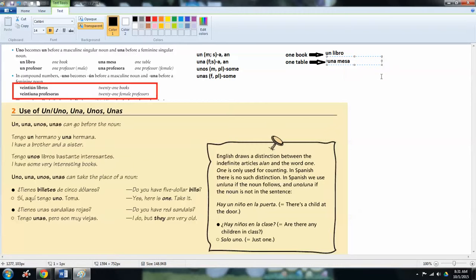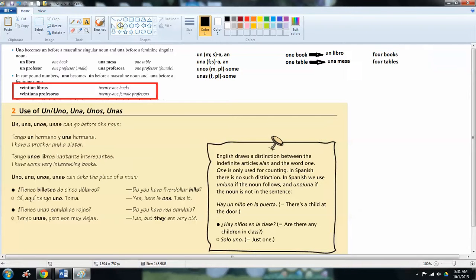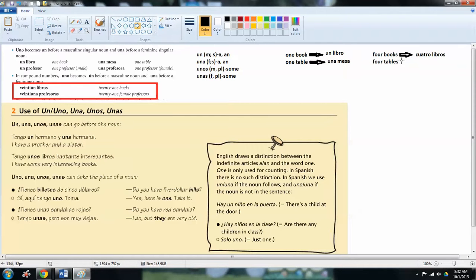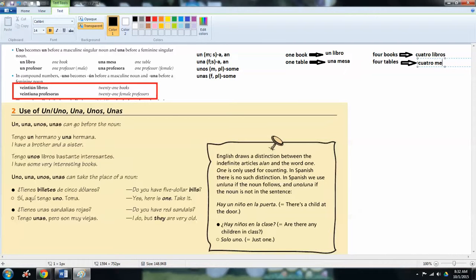But if I wanted to do four books, four tables, I don't make those same changes. So four books would still be cuatro libros. Okay, four tables would still be cuatro mesas. For right now, you only need to worry about this for the number one.